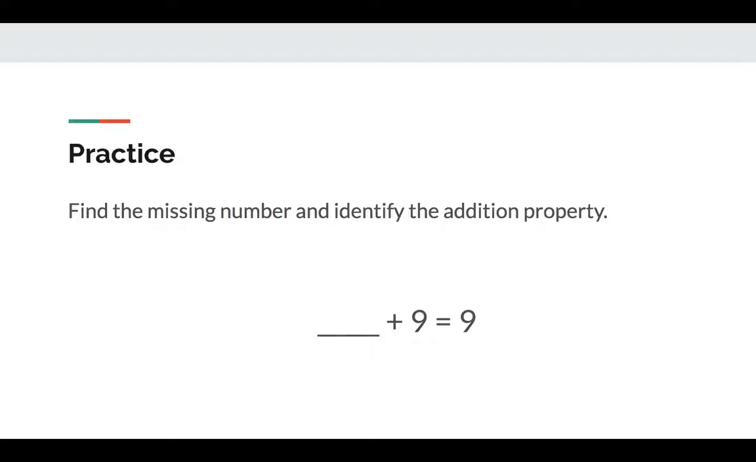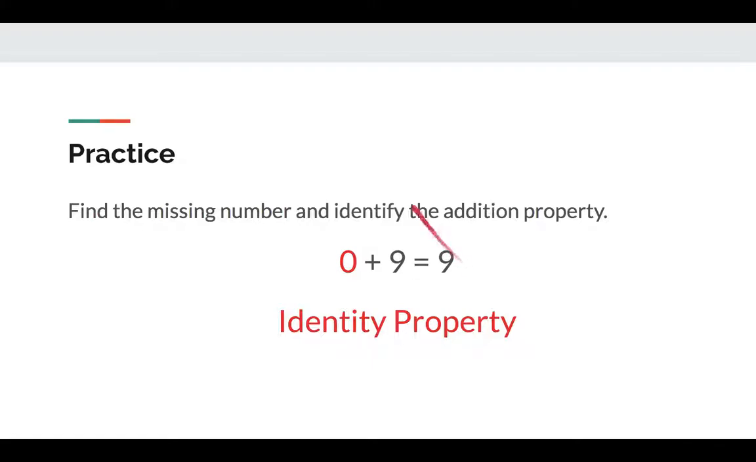Let's take a look at a few examples and see if you can identify what the property is and what that missing number would be. So in this example, I have blank plus 9 equals 9. So think about what number could complete that equation and what's the name of the identity that helps us know this, or the property that knows this. So this would be an example of the identity property. I know that 0 plus 9 equals 9.